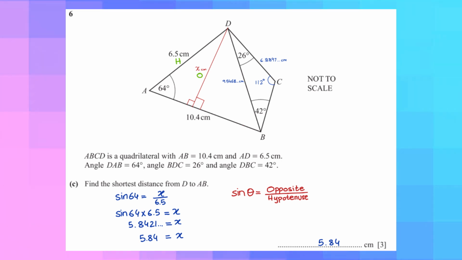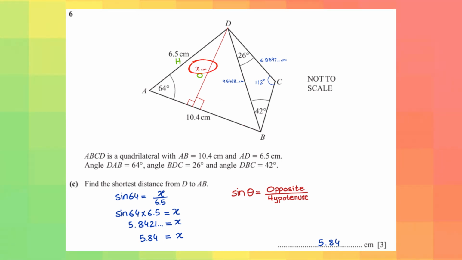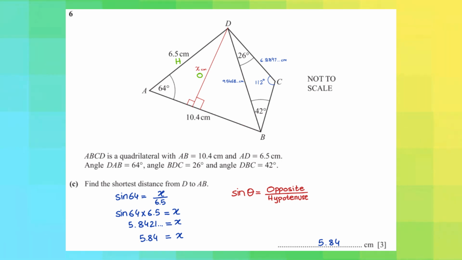Now to solve for part C. It says to find the shortest distance from D to AB. Okay, so the shortest distance from D to AB is the distance from D that is perpendicular to AB. I've represented this distance with a red line here. I've also labeled this red line's length as x centimeters. As you can see, as AB and this red line are perpendicular to each other, they are at right angles to each other. This means that these 2 triangles are right-angled triangles.